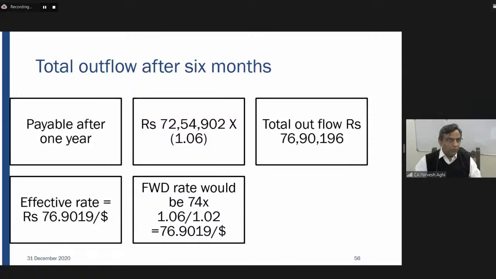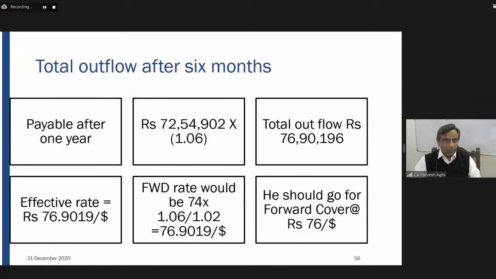Okay, what you are actually using is the money market hedge. And should he go for the forward cover if the rate is 76? Suppose he is going to make a payment. If he uses the money market hedge, his total cost comes to 76.90. But if he uses a forward cover, he has to pay only 76. So he will be better off if he uses a forward cover. Okay, fine.